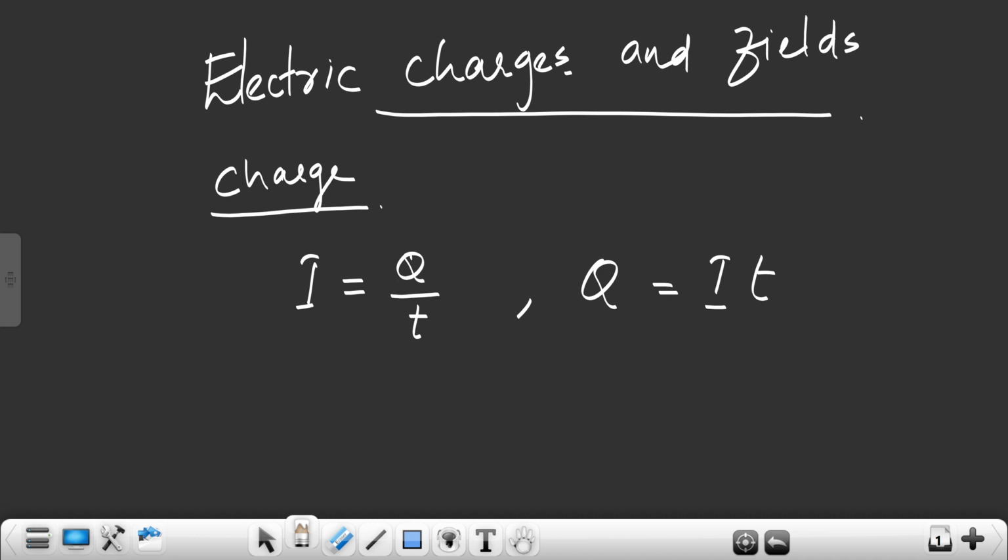So, the symbol used to represent charge is Q. And what is the unit of charge? The unit of charge is coulomb, represented by the capital letter C. Whether it is a scalar quantity or a vector quantity, it is a scalar quantity.